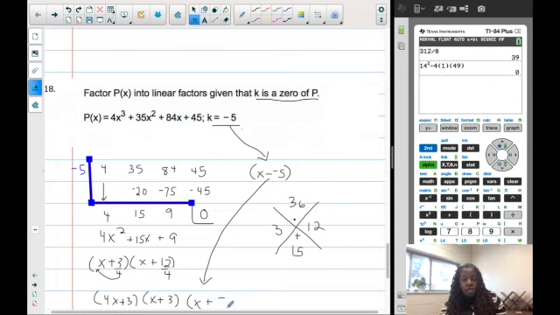Now, as I've mentioned to you in class, if factoring is not your forte, use the quadratic formula. Complete the square. Graph the function. Whatever method works for you is what you need to do.